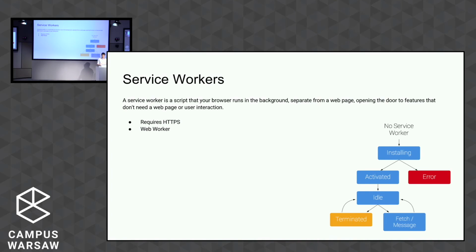The flow of a service worker: it will be installed, it will be activated, and it will run idly, so it will always be running on your web app. And then, if there's a push notification or a message or a fetch, it will run by itself in the background, and it will communicate to your web application through a message.